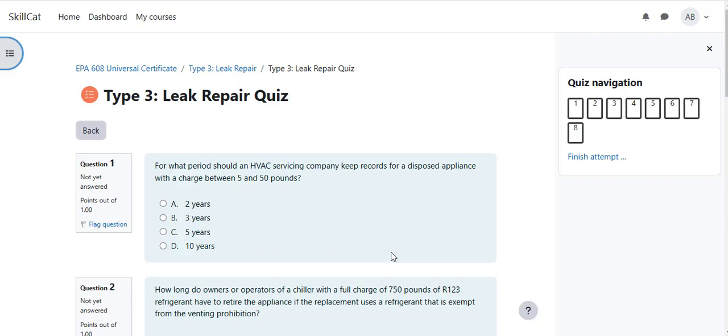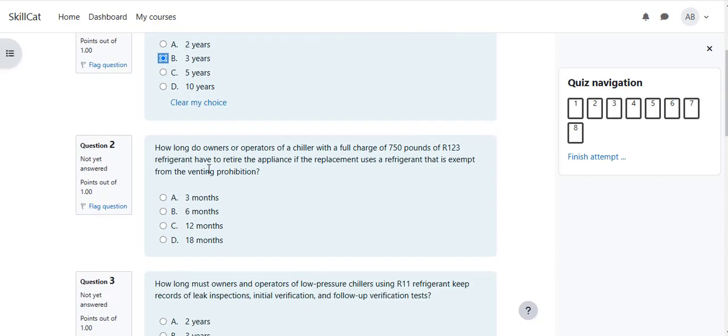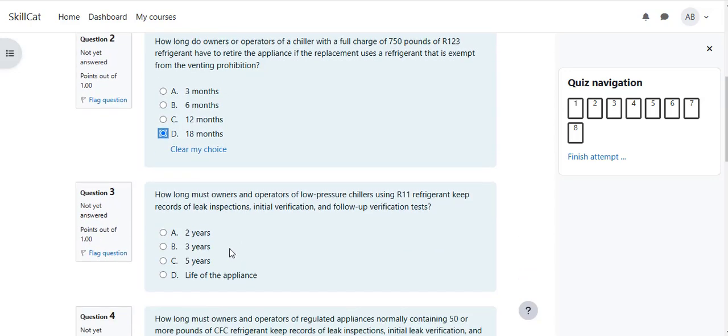Okay, we have here 8 questions. For what period should an HVAC servicing company keep records? For 3 years. How long do the owner or operator of a chiller with a full charge of 750 pounds of R123 refrigerant have to retire the appliance if the replacement uses a refrigerant that is exempt from the venting prohibition? 18 months. How long must the owner and operator of a low-pressure chiller using R11 keep records? For 3 years.